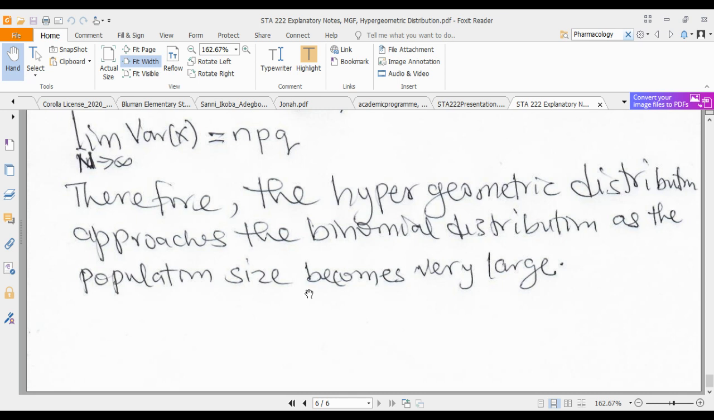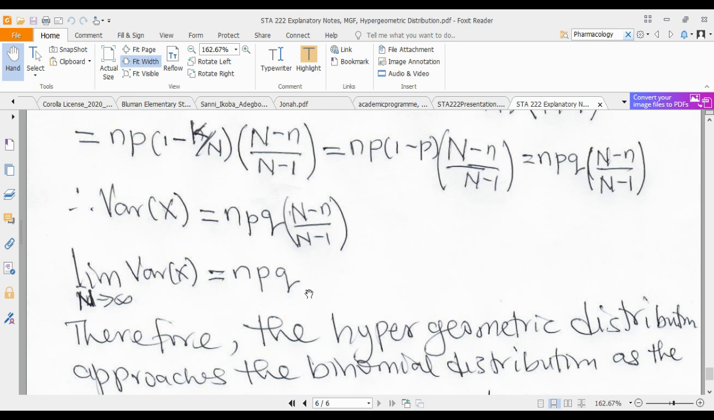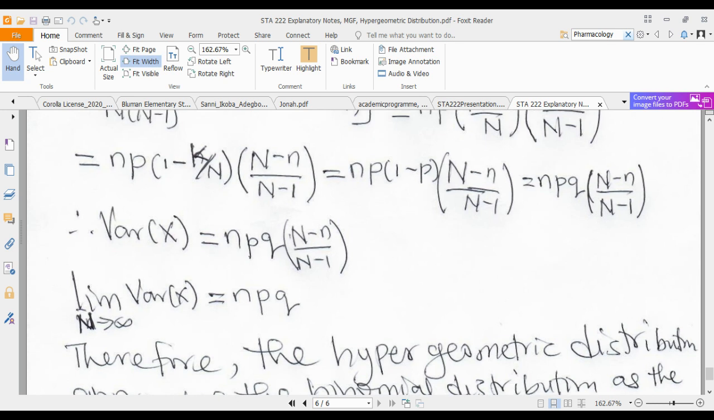So that will be all for the explanation from the notes that we have just projected.